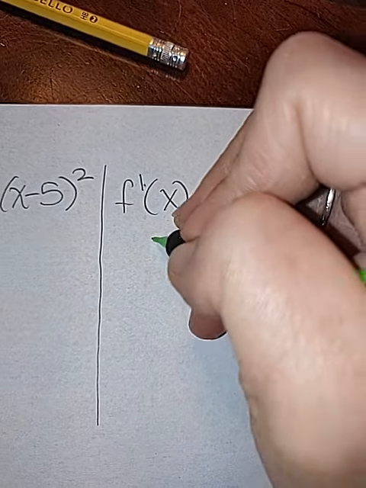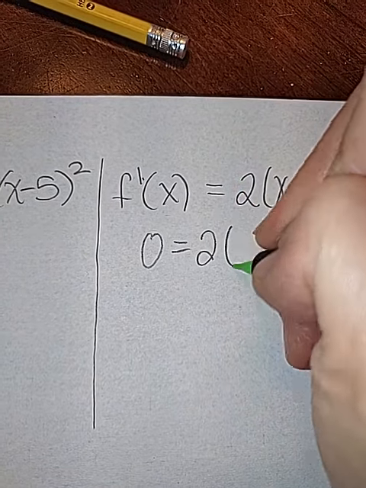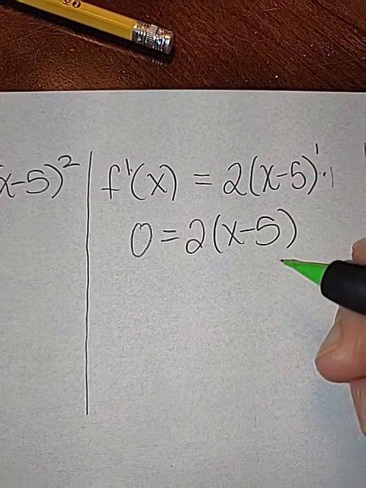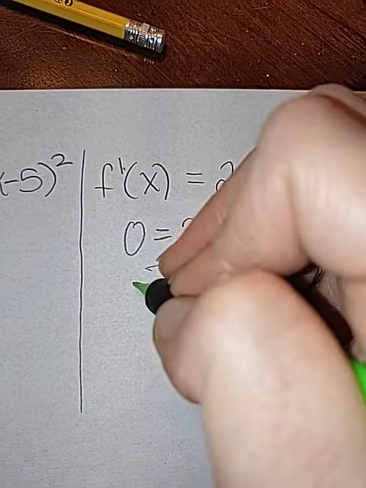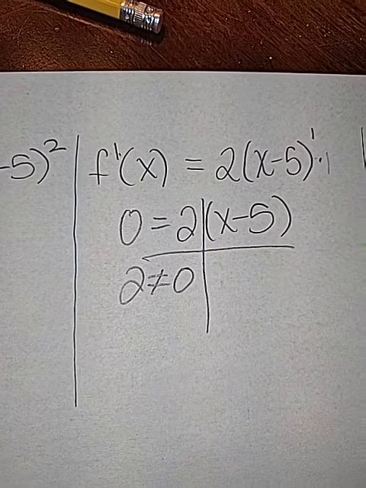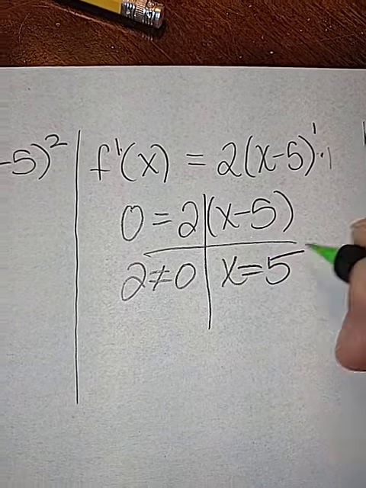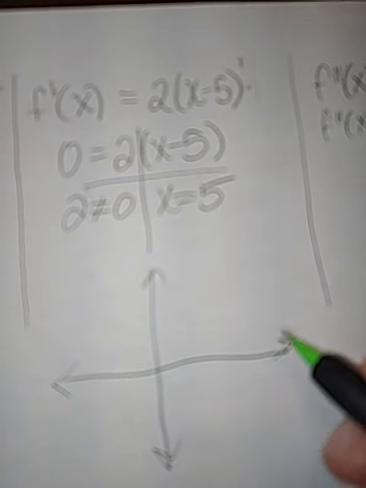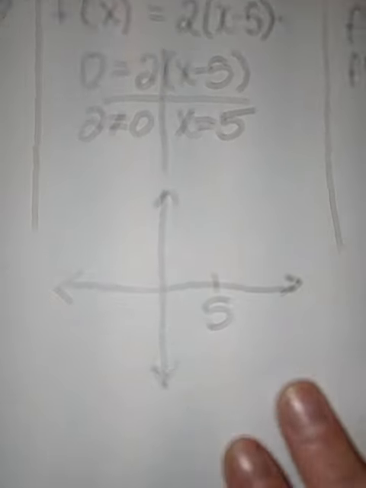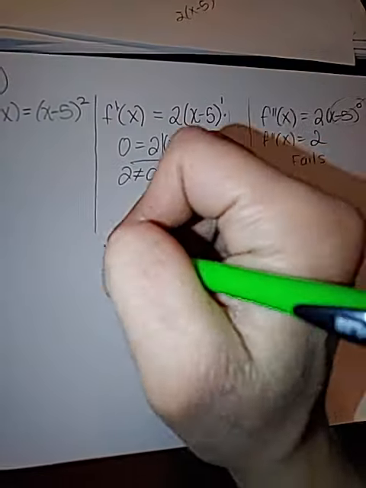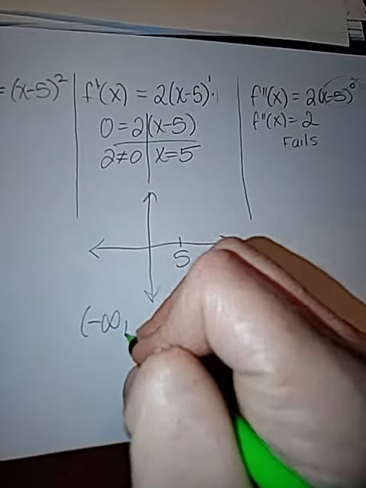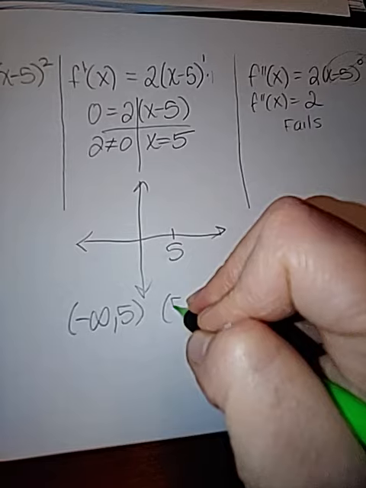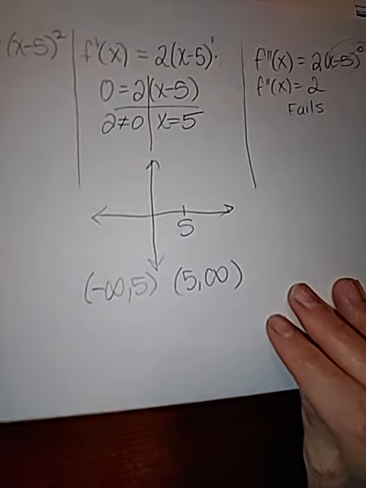All right, so I'm going to set the first derivative equal to 0. Two cannot equal 0. x equals 5. All right. 5 on the number line. I'm testing intervals from negative infinity to 5 and 5 to positive infinity.